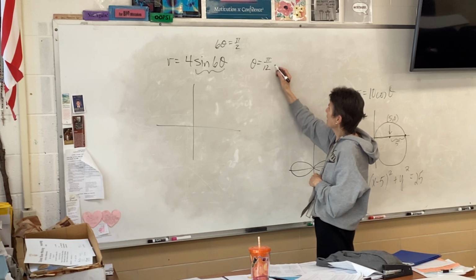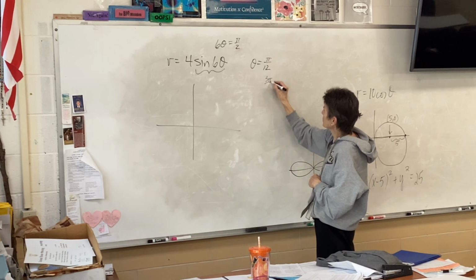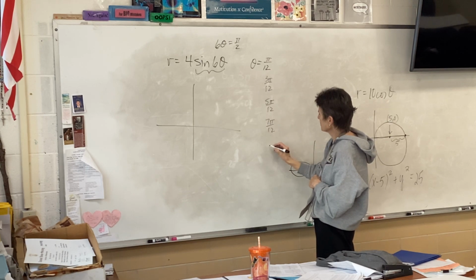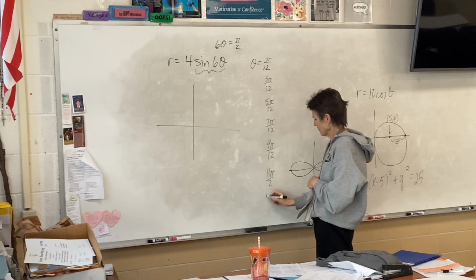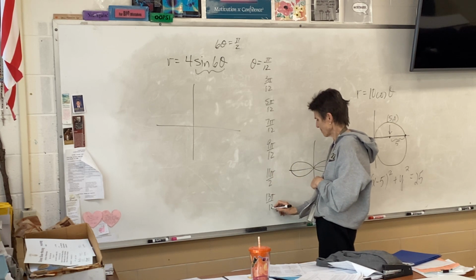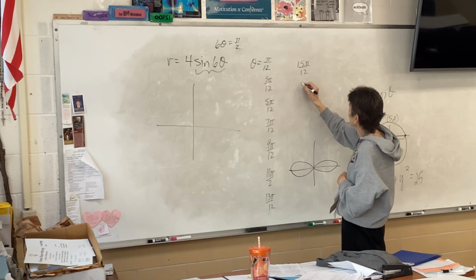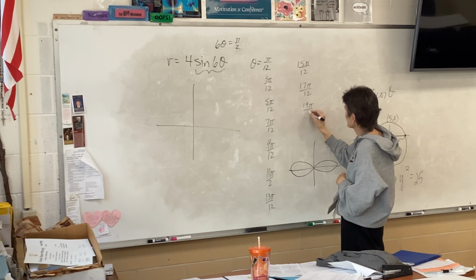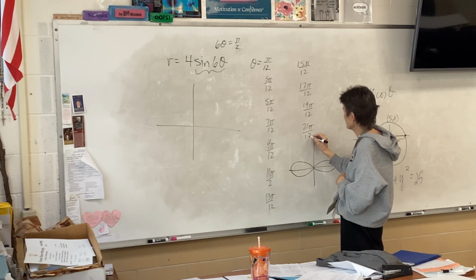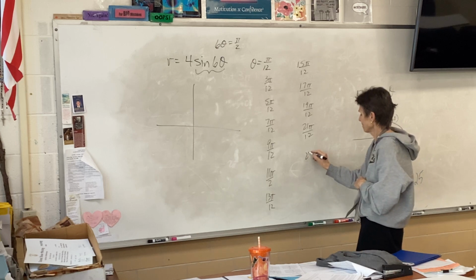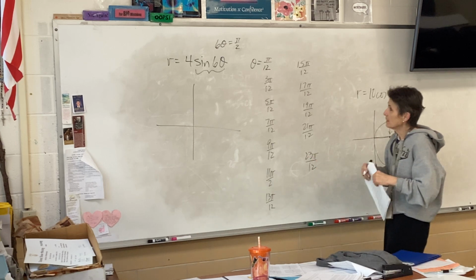So I'm going to have a leaf at 1/12, 3/12, 5/12, 7/12, 9/12. I hope I'm adding right. 11/12, 13/12, 15/12, 17/12, 19/12, 21/12. I know some of these reduce, and 23/12. That should be 12 of them, okay?